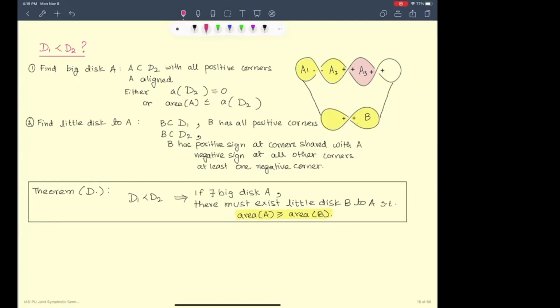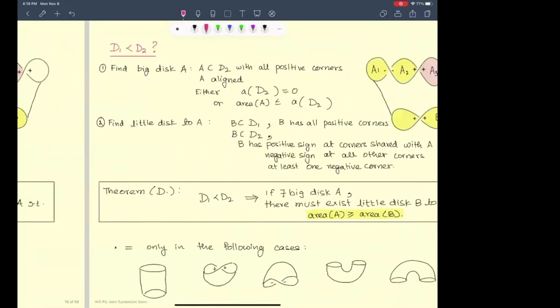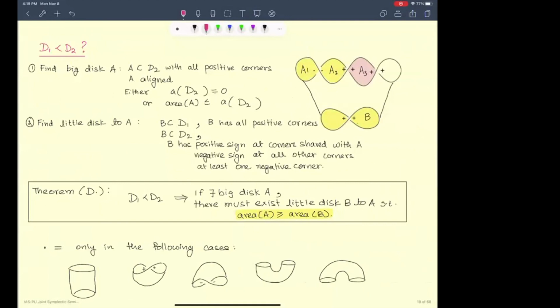be a little disk with area smaller than the big one. Okay. Seems sort of vague with that picture, but it becomes much stronger later. And equality can hold only when you have one of these Lagrangian cobordisms. Okay, so some sort of trivial known cases, but otherwise it has to be strictly less than.